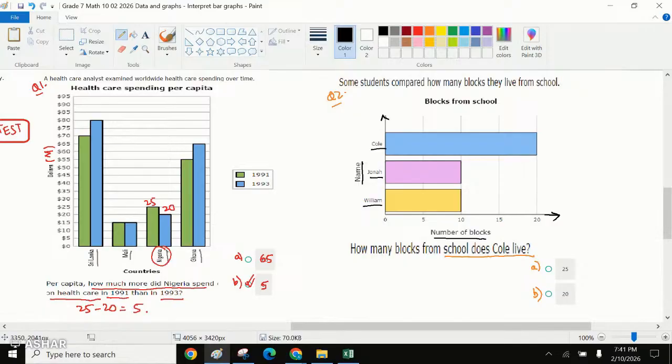See, we look at the distance of Cole. Cole was 20 blocks. Jonah was 10 and William was 10, right? So we simply click on 20. It's the two options given, 20 and 25. Cole lives 20 blocks away, right? So we simply click on the option, right?